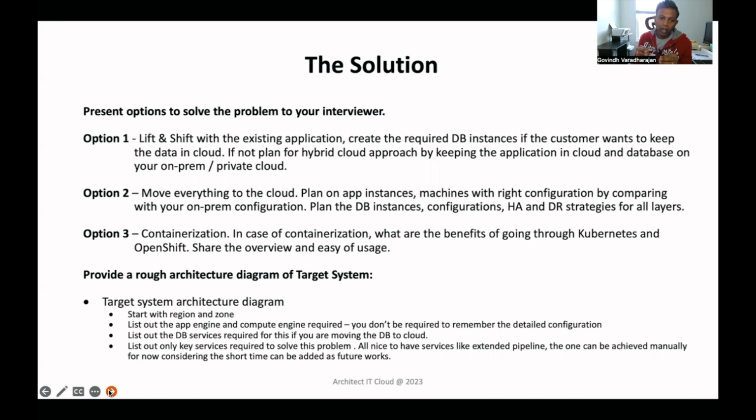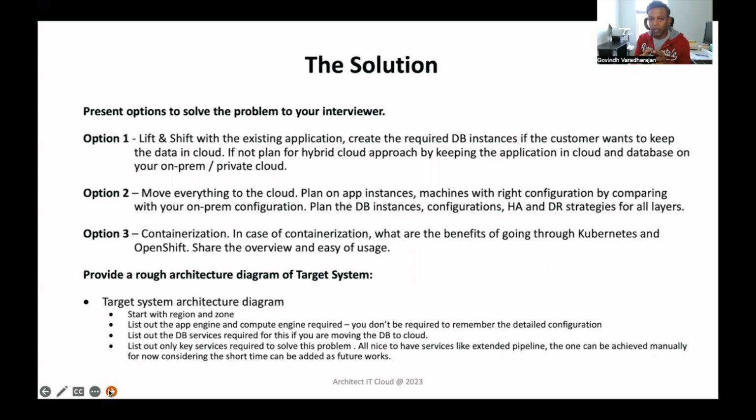Okay, so while providing a rough architecture diagram of the target system, you must start with region and zone. I discussed what kind of regions the customer has to choose based on the volume and density of the customers, right? And also list out the app engine and compute engines which are required to move your application. And you don't need to provide in-detail configuration of the app engine or compute engine.